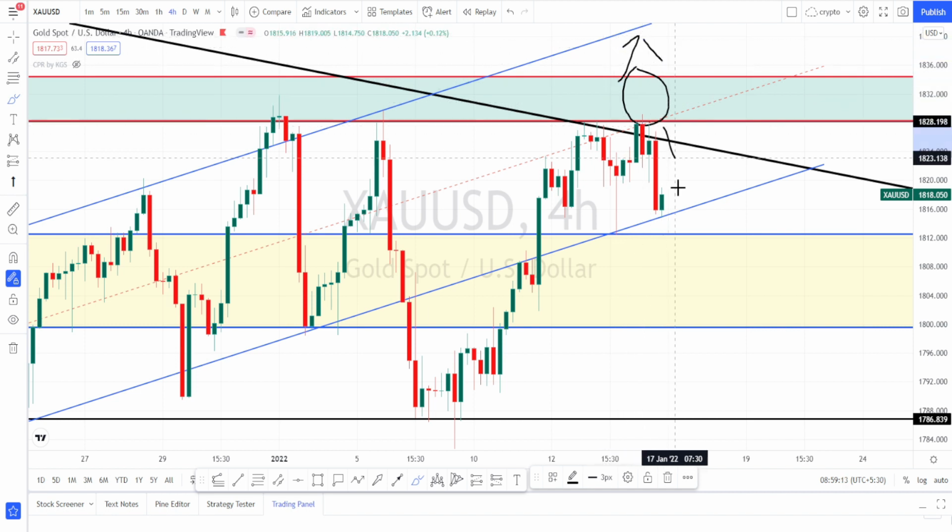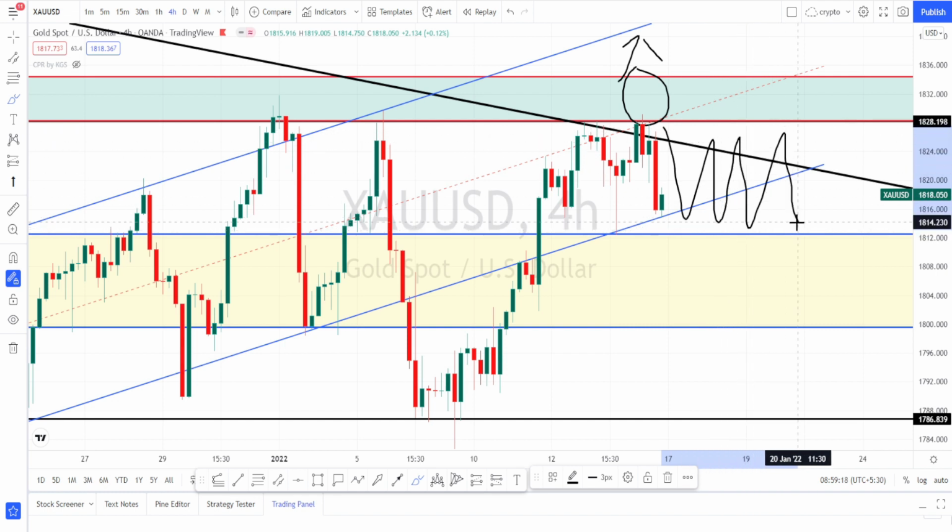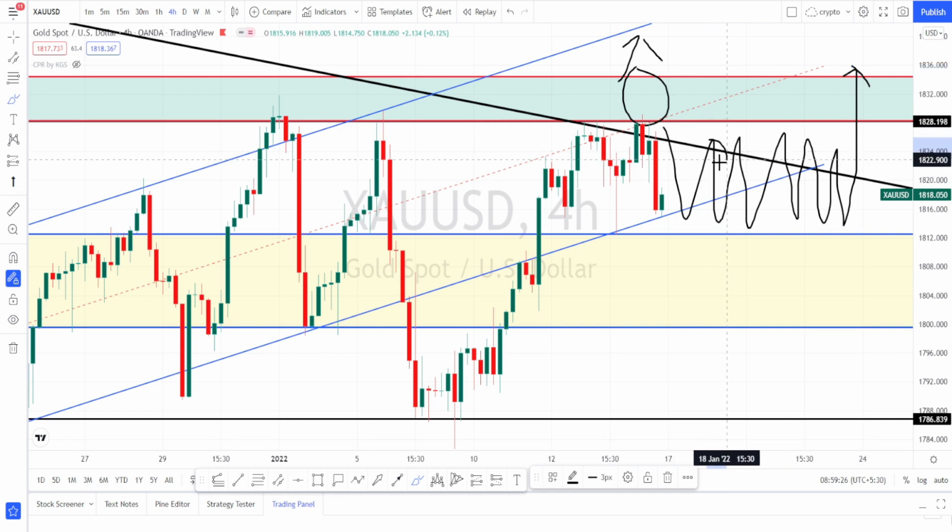So it will be a consolidation, and if the consolidation continues, it will be a sideways market, and if the sideways market continues, we can expect a bullish trend reversal because it will be moving out from this symmetric triangle, with a breakout from this symmetric triangle on the bullish side.